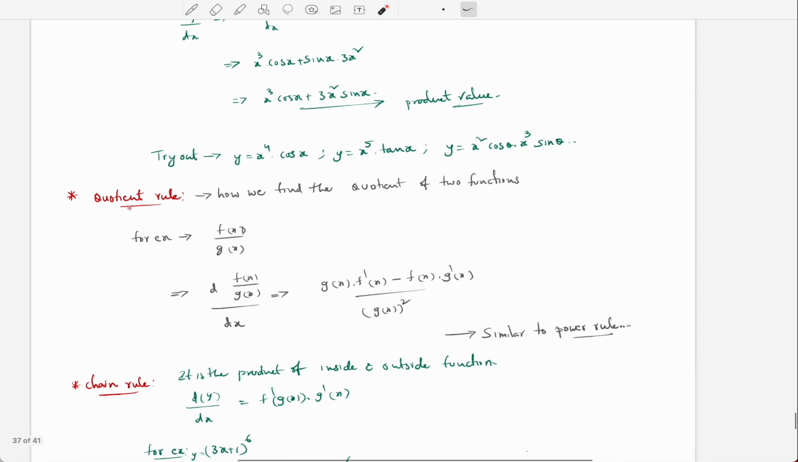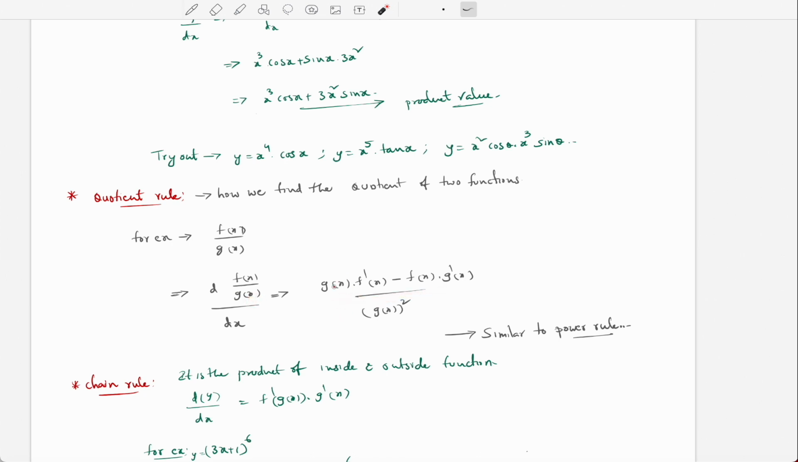So after completing the product rule, we have the quotient rule. So what is the quotient rule? How do we find the derivative of the quotient of two functions? So if we have two functions over here, I just want to find the derivative of this function. So it's just a kind of a product rule, but we have a quotient over here. So we just bring out the g value here, and we find the f of x derivative, and then we bring out the f of x value and we find the derivative of this g of x function.